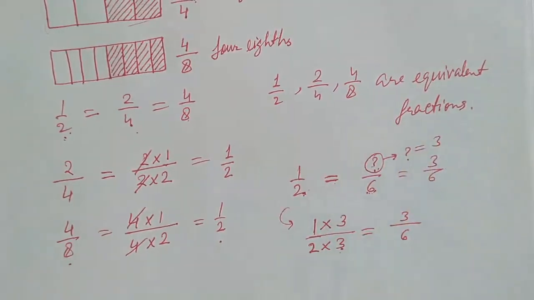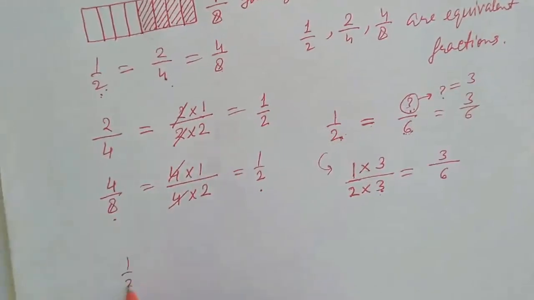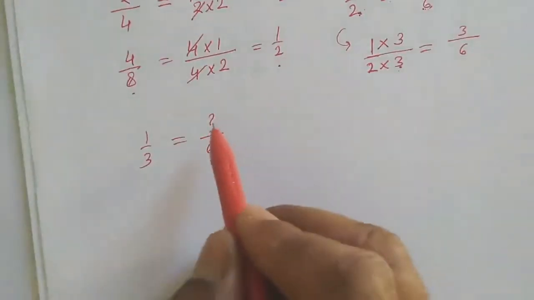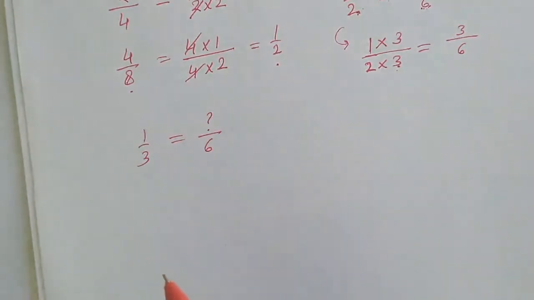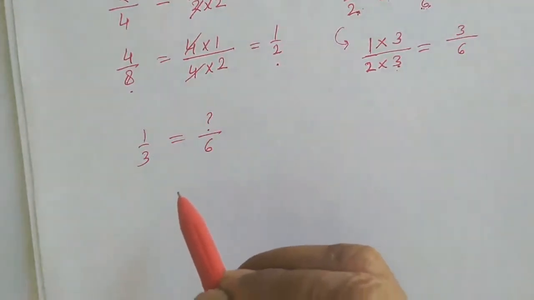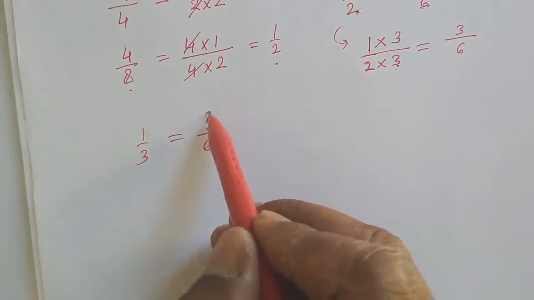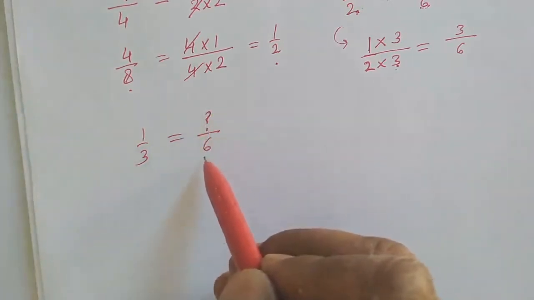Okay, take one more example. Suppose that if I ask you 1 by 3 equal to some unknown number upon 6, and this fraction and this fraction, they are equivalent, they are equal, they are same. So you have to tell me what is this numerator in this fraction.